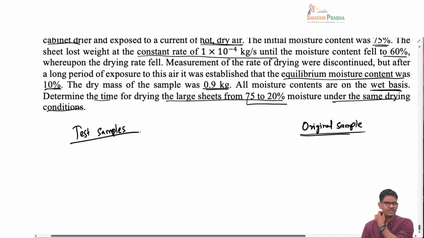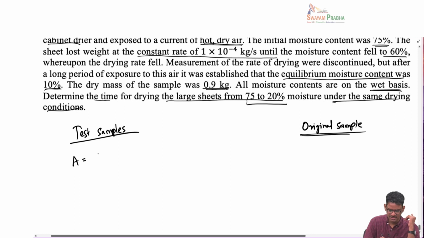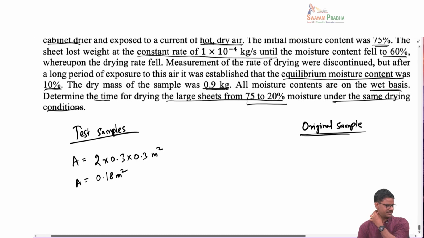So what information do we know here? Do we know the area of the test sample? This is a square board of 0.3 by 0.3 meters. But that is the area of one side, and it dries on both sides. It's mentioned here that the drying took place from the two large faces only. Edges are not playing any role because those are sealed. So the two large faces are drying surfaces, and the area is 2 times 0.3 times 0.3 meter square, which is 0.18 meter square. This is the area of the test sample.